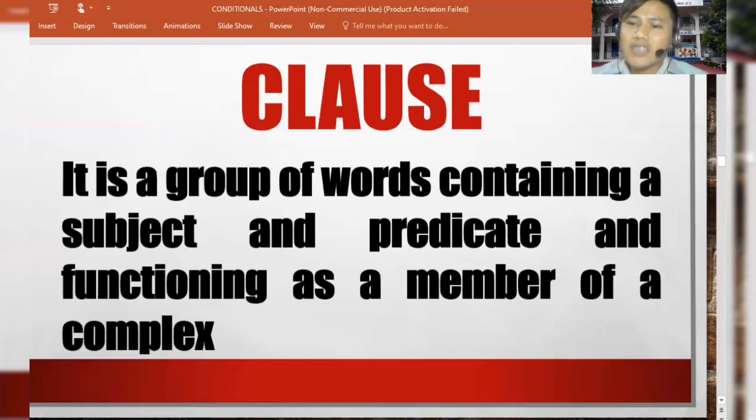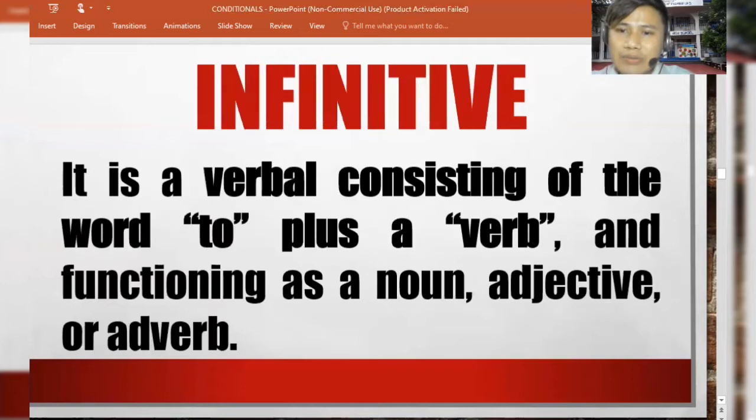All right, so clause is more likely synonymous to the word sentence. Please take note of that. Clause is more likely synonymous to the word sentence. All right, so now let's move on to infinitive.